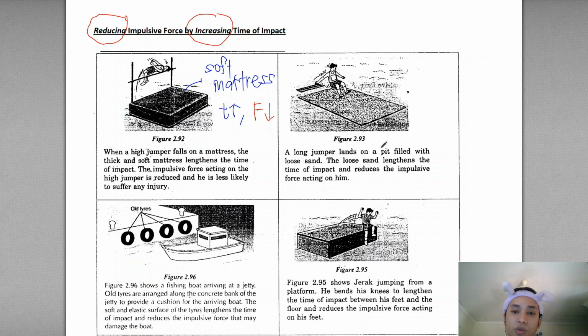All right. So long jump, why do we put sand? Why don't we put cement? Logic, right? If you put cement, your legs will get injured. Sand is used because it absorbs your impact time, so it lengthens the impact time, so the impulsive force that you will experience is lower, so you don't get injured.